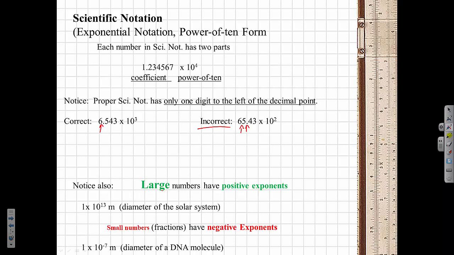Okay? As I mentioned before, large numbers have positive exponents. In that video, they talk about the diameter of the solar system. It's 1 times 10 to the 13 meters. This is 10 trillion meters. Okay, small numbers, really small things, such as maybe the diameter of a DNA molecule, is 1 times 10 to the negative 7 meters. That's 0.1 millionth of a meter. And negative exponents, small numbers, positive exponents, large numbers.